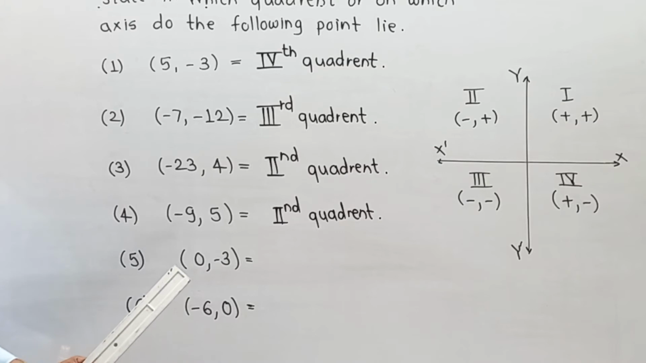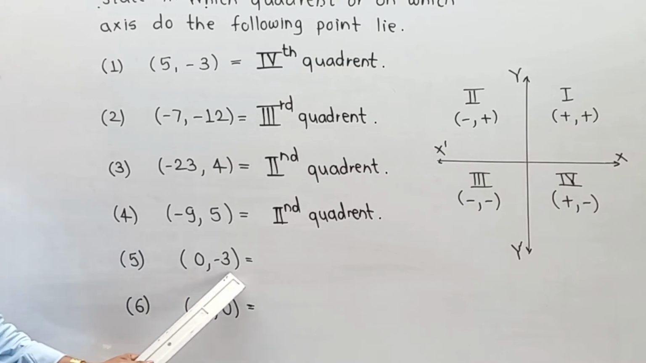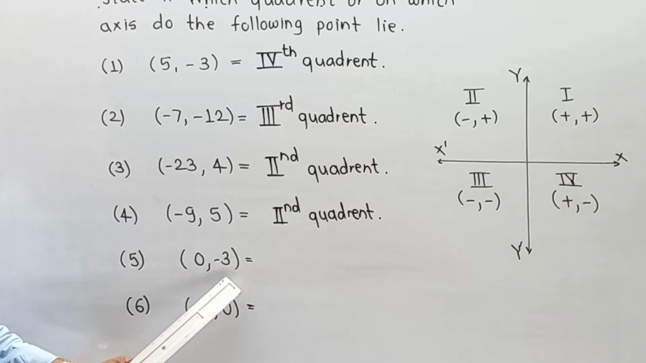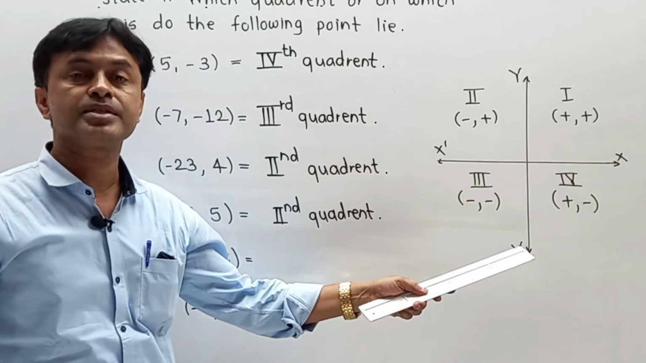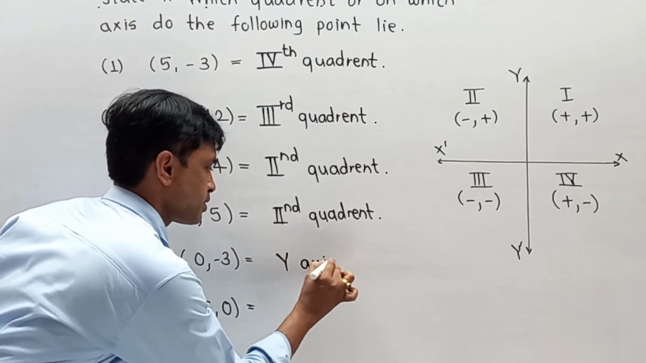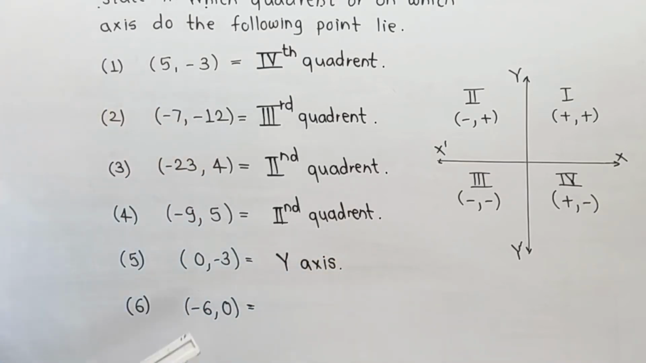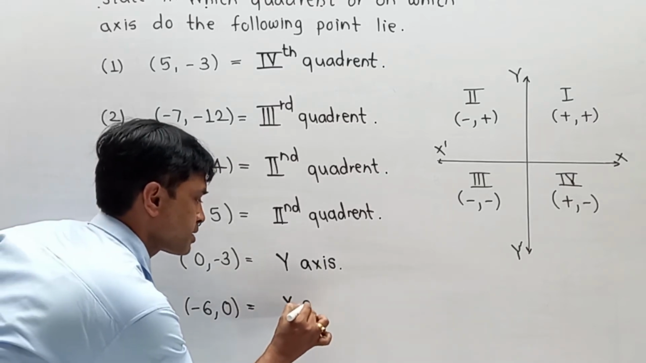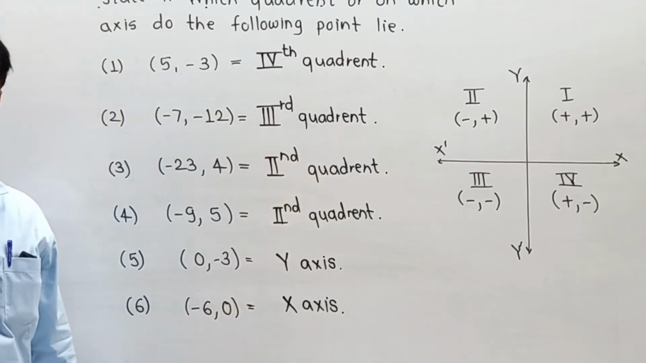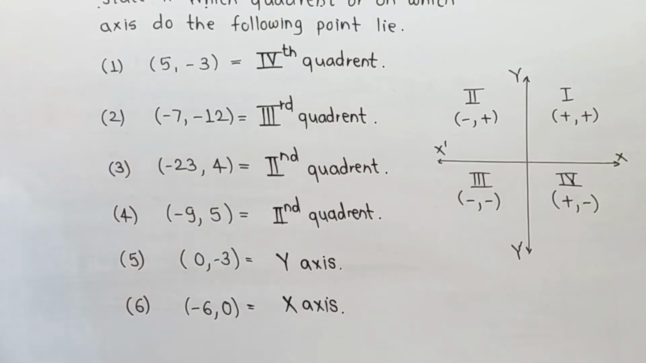Now coming to a specific point, (0, -3). The value of x is 0 and the value of y is -3. Naturally (0, -3) means it is on the y axis. So the answer is the y axis. And the last question is (-6, 0). The value of x is -6 and the value of y is 0. As the value of the y coordinate is 0, naturally this point is on the x axis. So it is on the x axis. And in this way, without indicating any graph point, we have completed question number 3.